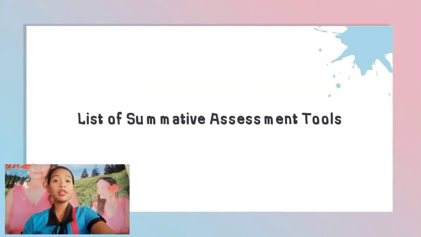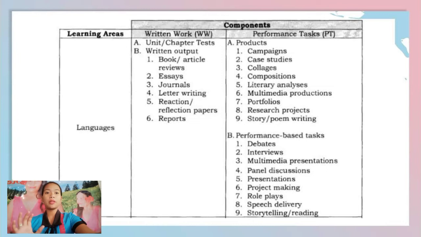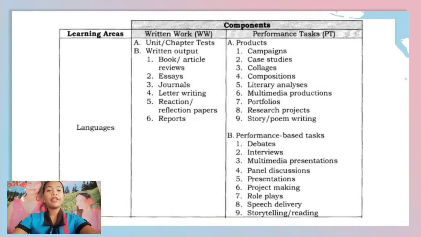So, let's proceed to the list of summative assessment tools. Teachers may use other appropriate tools specific to the assessment task. I have here an example. In the learning areas, there is languages. In the written work of the student, A is the unit or chapter test. Then letter B is the written output, like essays, reviews, journals, letter writings, reaction papers, or reports. That belongs to the written works.